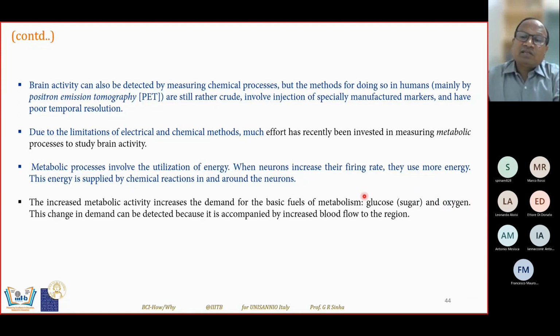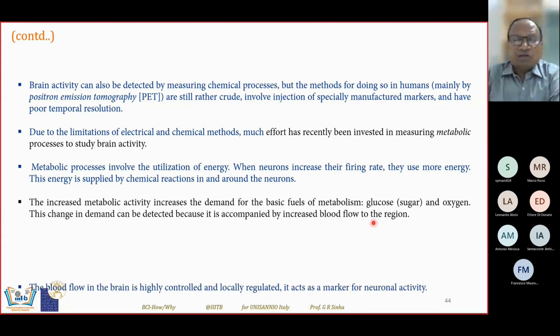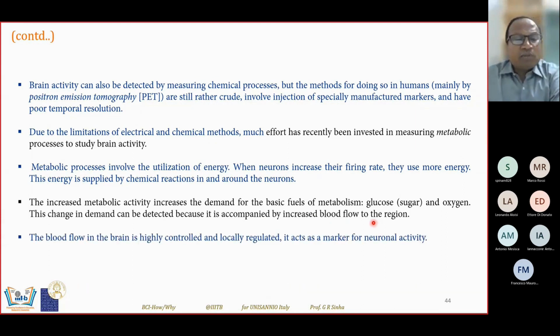There is a term, glucose, and you can find a lot of research on diabetes also. Some work is going on with diabetes patients using these brain signals. These changes in demand can be detected because they are accompanied by increased blood flow to the region. The blood flow in the brain, and so the level of oxygen, is highly controlled and locally regulated.